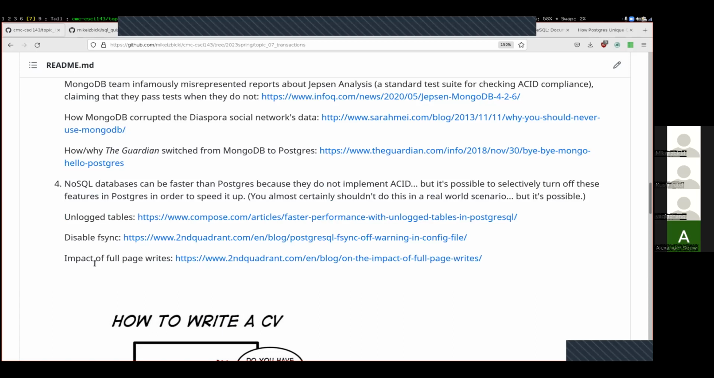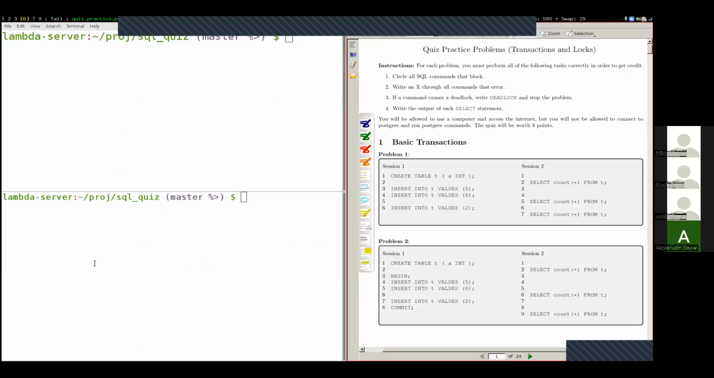We're going to go into the actual technical stuff here next. Any questions about anything, the high level things before we get into the technical quiz material?